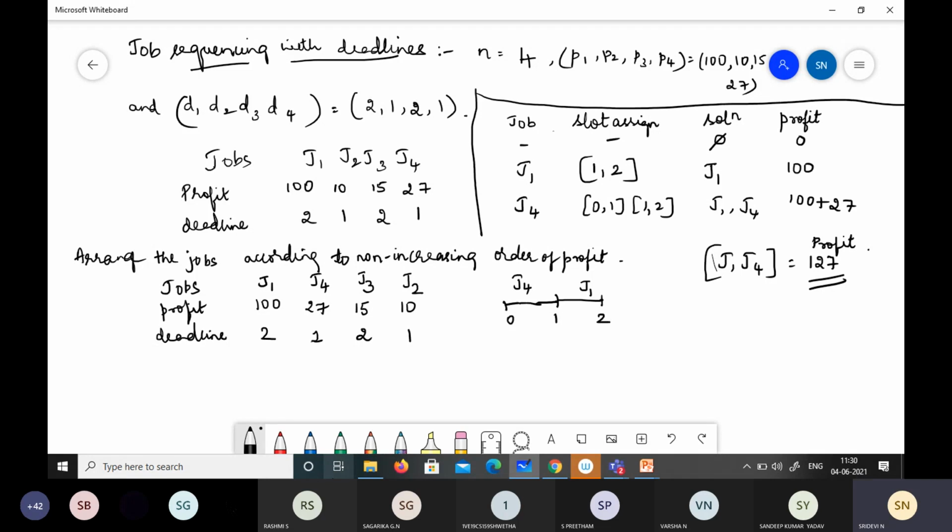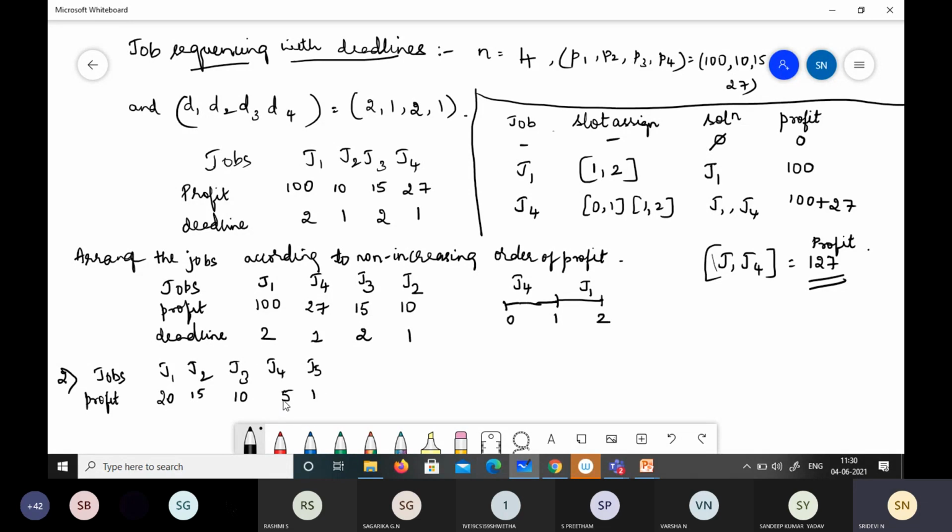For those who have just noted down, you try with the second problem. We have the jobs J1, 2, 3, 4 and 5, and the profit associated will be 20, 15, 10, 5 and 1.